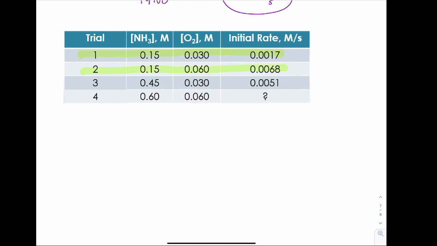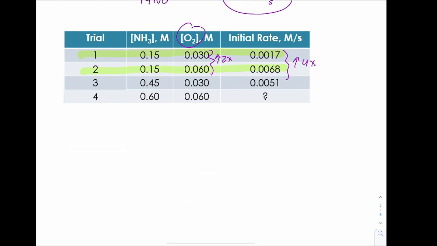So if I take 0.06 and divide it by 0.03, I am doubling my concentration, right? This is going up 2 times. If I look at this, and if you don't see it, by all means type it into your calculator. So take 0.0068, divide it by 0.0017, you get a 4. So it goes up 4 times.